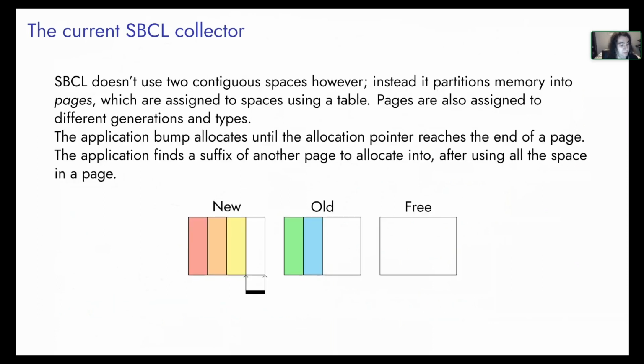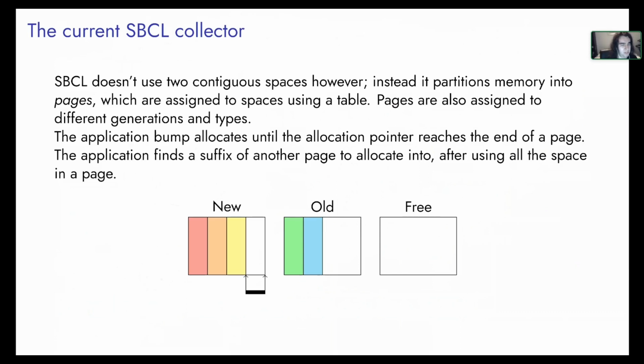Now, this is very much an oversimplification, very much one. SBCL, for example, doesn't use two contiguous spaces. It actually partitions the memory into ranges called pages. Each page is assigned a semi-space and other things like generation, types, and other such metadata using a page table.